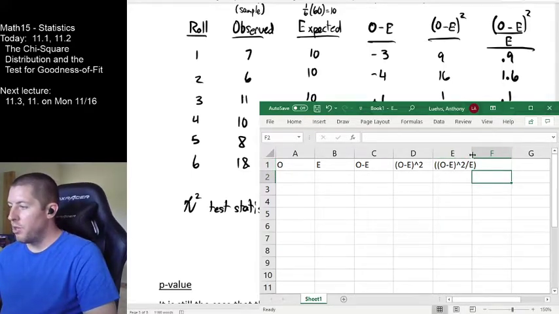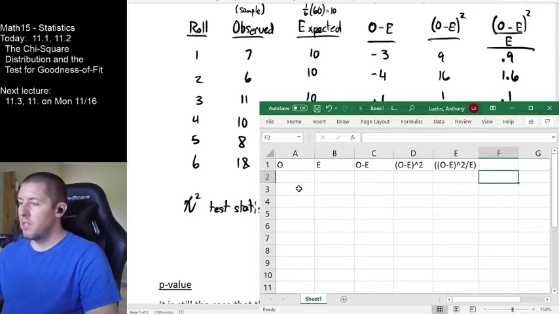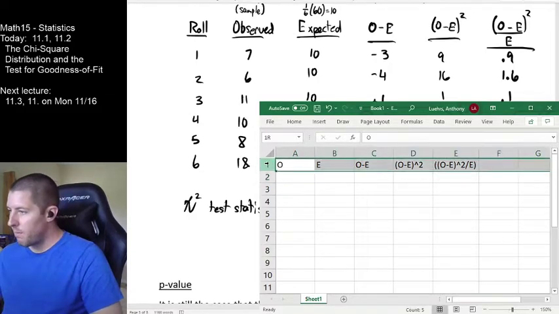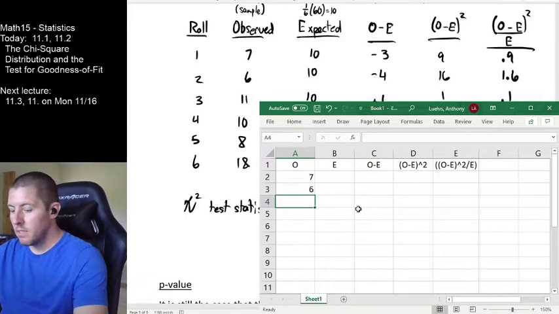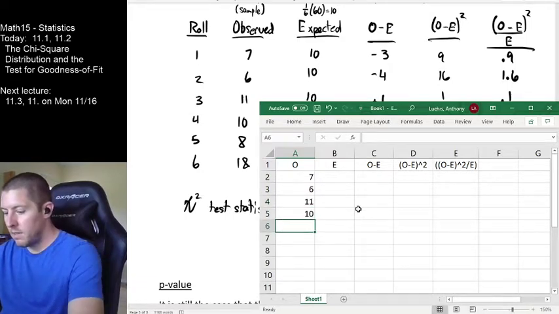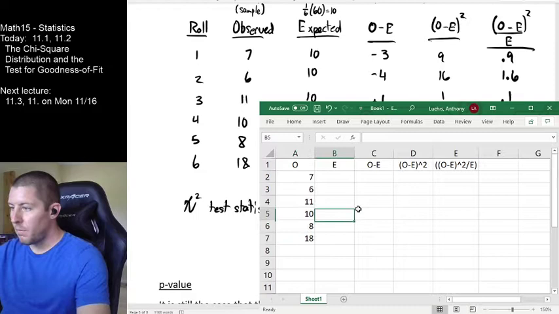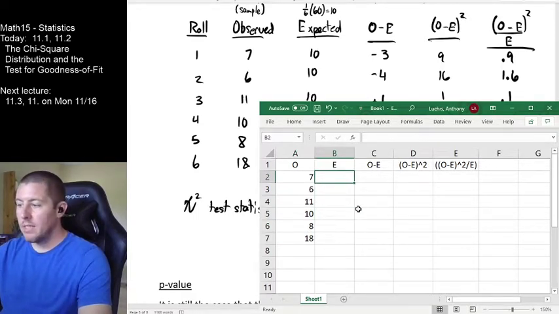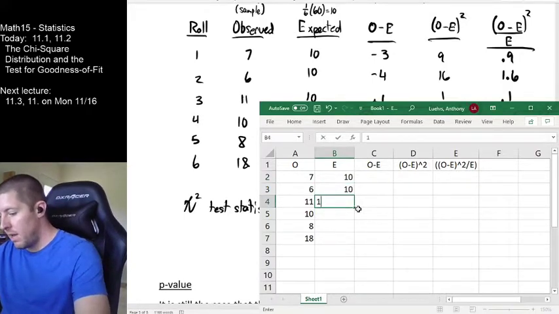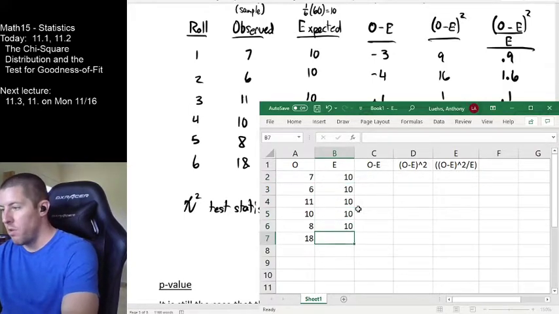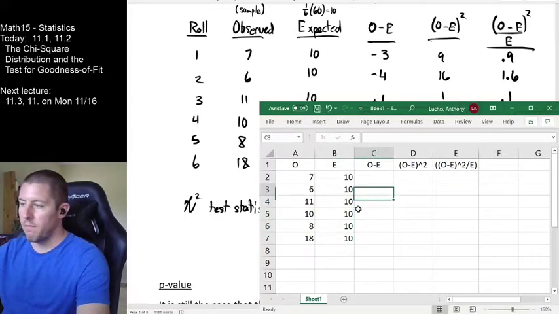And what we can now do is use Excel's built-in features to help us out with these things here. By the way, I'm also going to center these, make it a little nicer. Wait, it didn't center? Center. There we go. So observed, what do we observe? We saw 7, 6, 11, 10, 8, 18. Our expected, remember, was 1/6 of 60. We did the calculation for ourselves that it was 10. In our next example, we'll have not a uniform distribution, and so we're going to want to be a little bit more careful with that one.